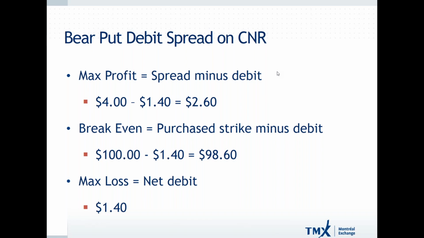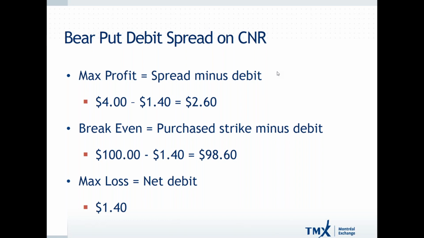Now, also recognize that the maximum loss to the position is the net debit. In this case, it's $1.40. So rather than having a maximum loss of $3.60, as our first example would suggest, we've reduced that down to $1.40. Now, an important consideration here is that we can't create these spread strategies in our registered accounts.